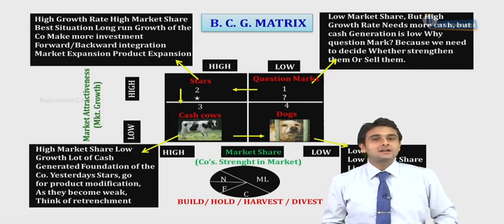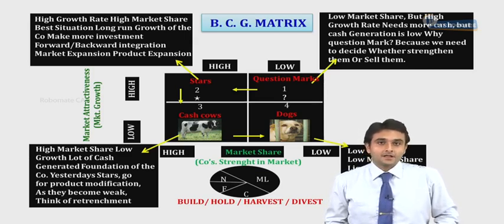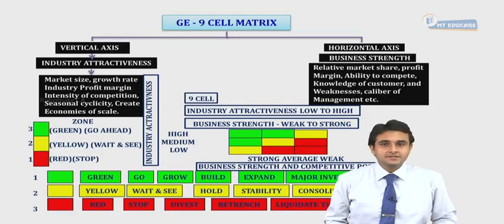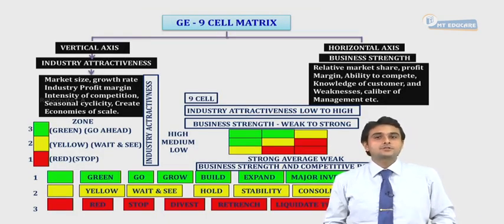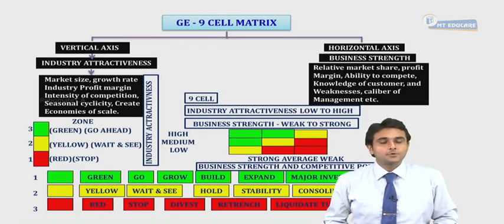So I don't have a clear understanding of where exactly to position the product in terms of my product portfolio analysis. Now, this limitation is resolved by another matrix, which is an improvement to the BCG matrix, called the GE 9-cell matrix, which is the General Electric 9-cell matrix. This was developed by General Electric Company, which is one of the biggest electrical companies in the US.